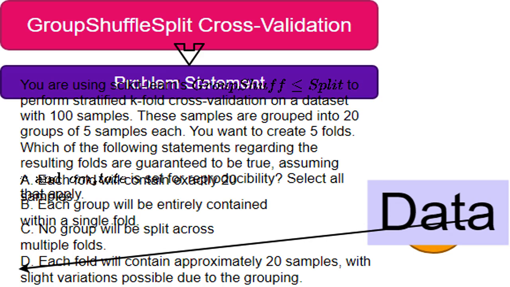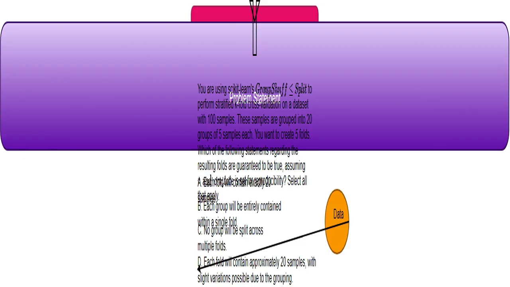I am looking at a dataset with 100 samples. These samples are cleverly grouped into 20 groups, with 5 samples per group. This grouping is important because it influences how I split my data for cross-validation. I am using a special tool called GroupShuffleSplit from Scikit-learn to do stratified k-fold cross-validation.